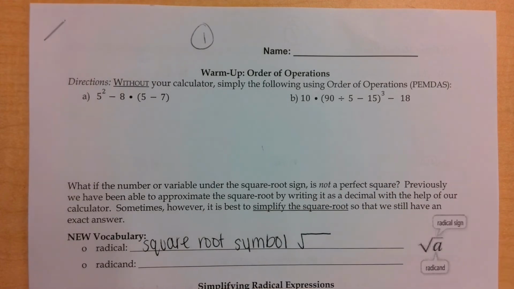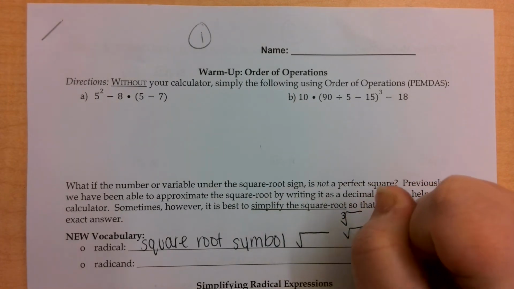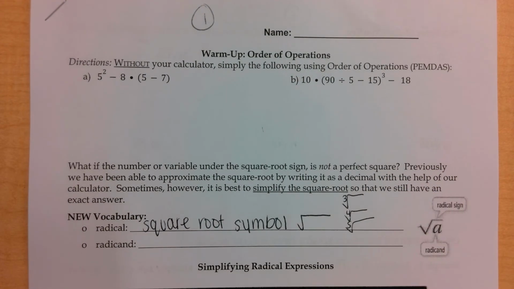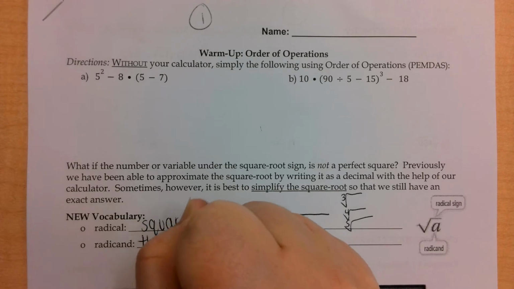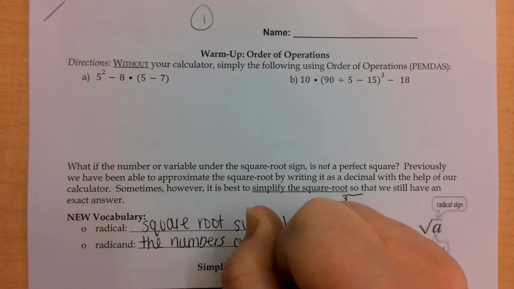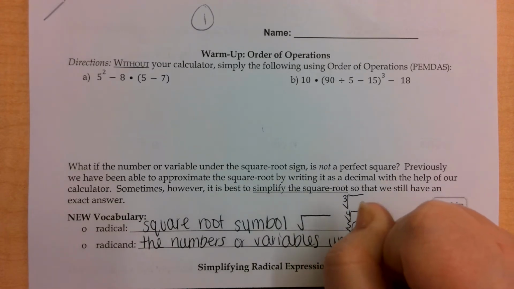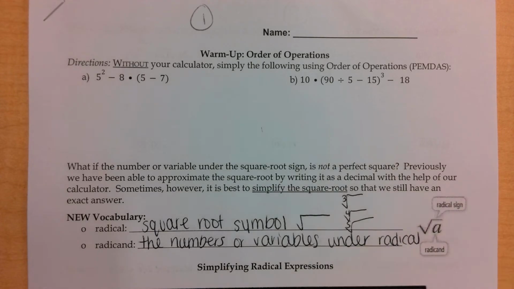Which looks like this. But remember, it's not always the square root. It could be the cube root, the fourth root, the fifth root. Those are all radical symbols. And then the radicand is the numbers or variables under the radical or the square root symbol.